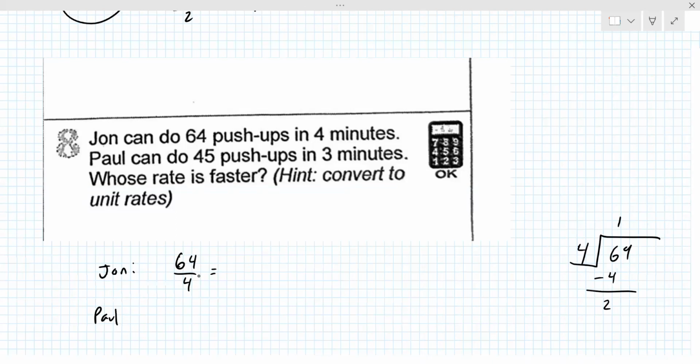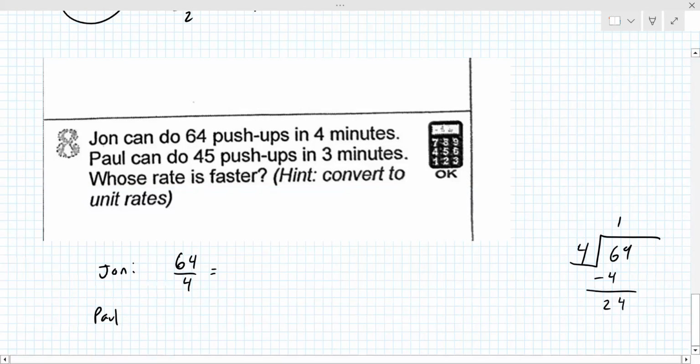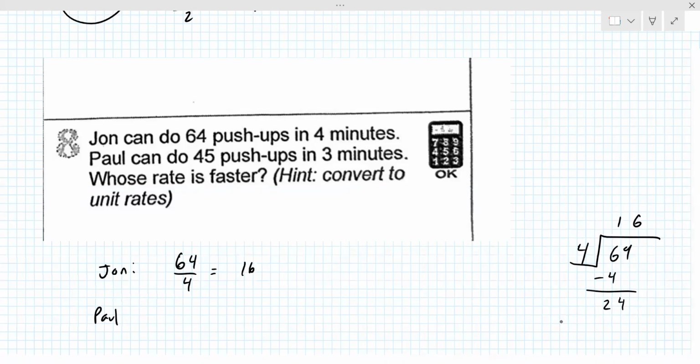Then 4 can go into 24 six times. So you break it down to 24. There you go, that's your answer. So 16 push-ups per minute.